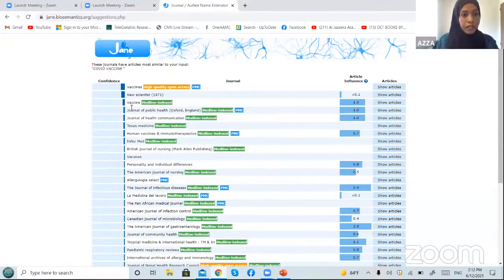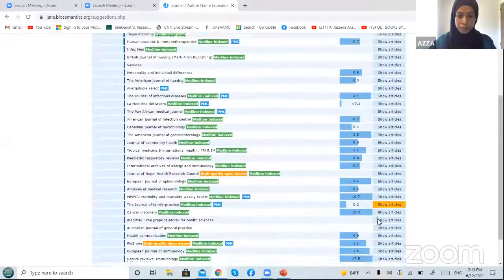Okay, those are the names of the journals. New Scientist: if you look at the right of the screen, the article influence is 1. The article influence means how many times these articles have been cited. Journal of Public Health, Oxford Journal, also 1. If you want to see the specific article, you can look at it from here.